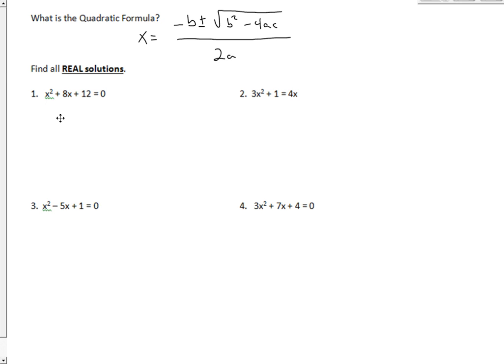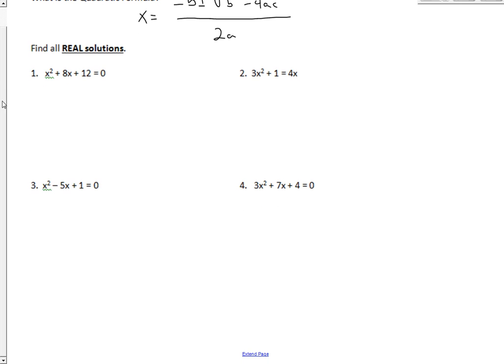All right, so looking at number one here, we need to find all real solutions. So we're not worried about imaginary numbers or anything like that. We can just try to factor this or use the quadratic formula. This is an easy problem to factor because 6 times 2 is 12 and 6 plus 2 is 8. So we're going to have x plus 6 and x plus 2, multiplied together to get 0. Once we have two factors, we can set each factor equal to 0 and solve.